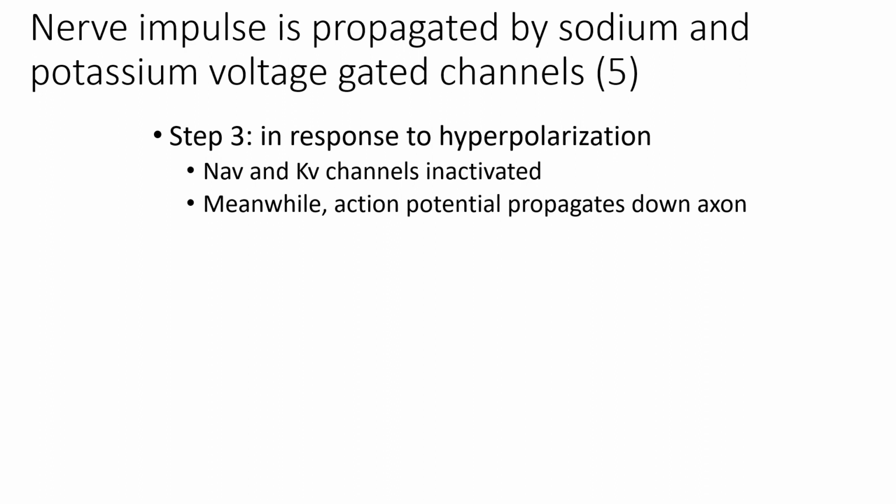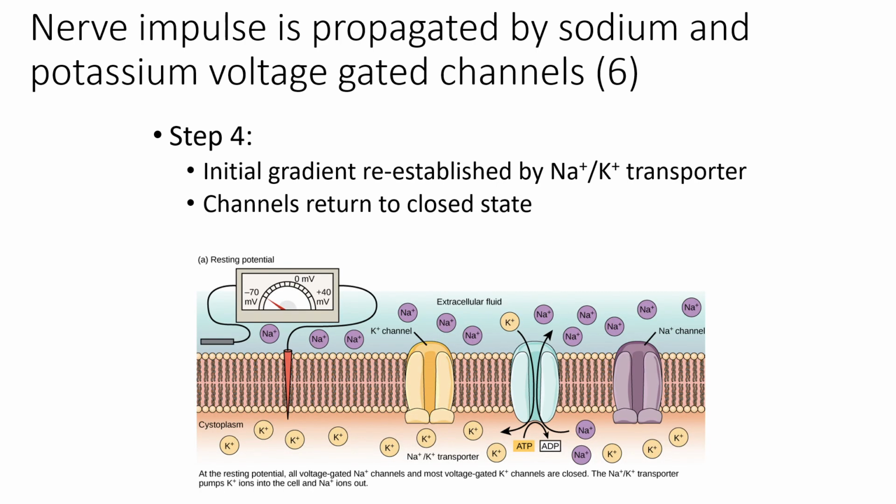And then once the cell is hyperpolarized, now all of our sodium and potassium channels are inactivated using that inactivation ball that we talked about before. And during this sort of resting state where you're not having this movement of ions, the action potential is then going to physically move down the axon so that you have the movement of this nerve impulse in one single direction.